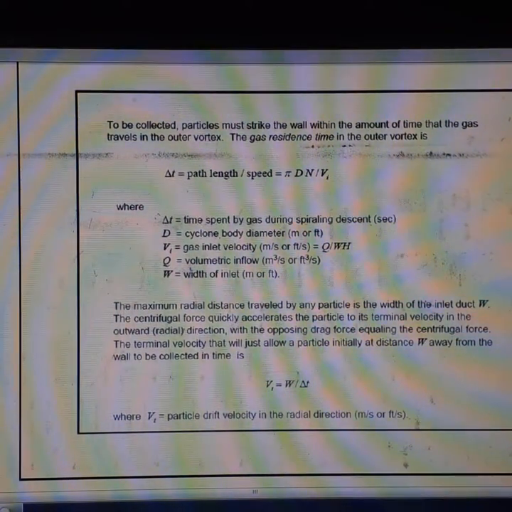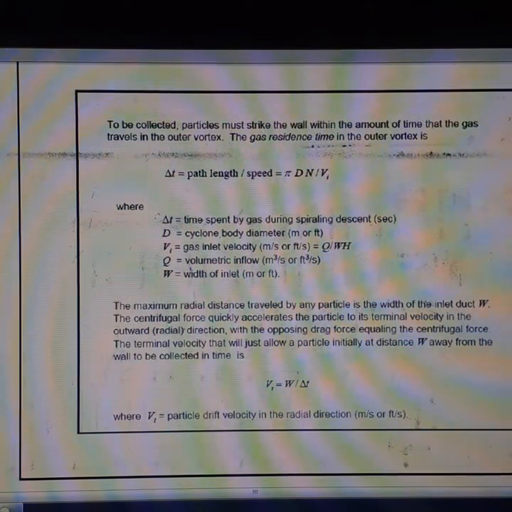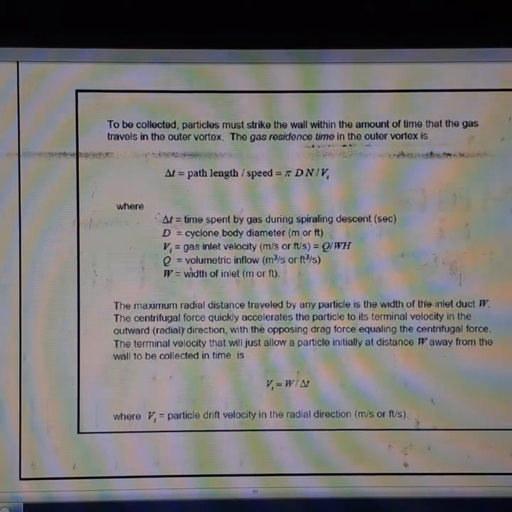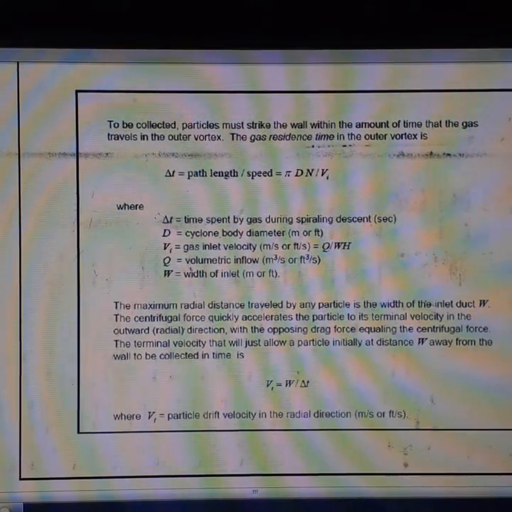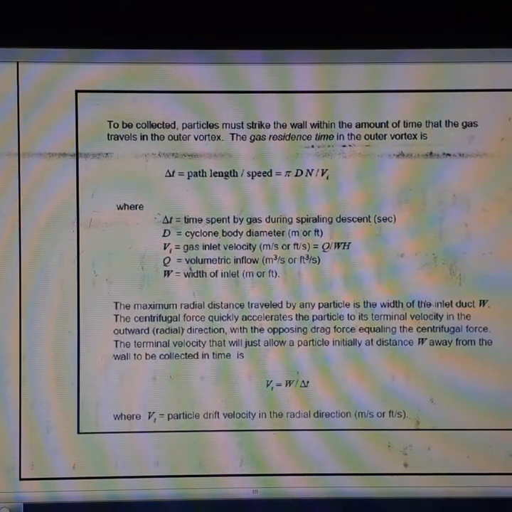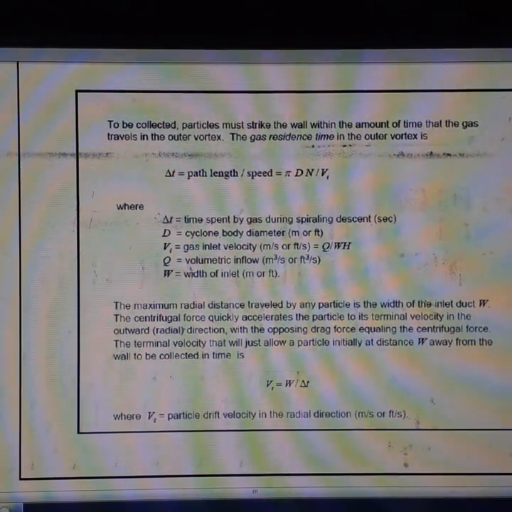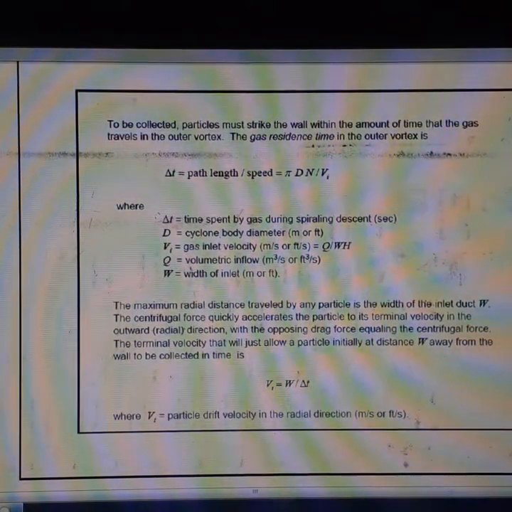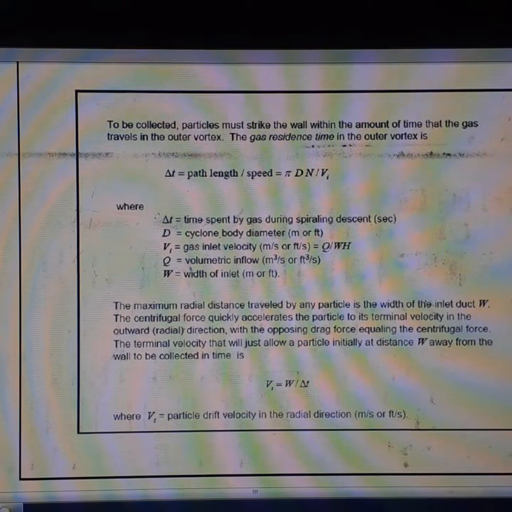The centrifugal force quickly accelerates the particle to its terminal velocity in the outward direction, with the opposite drag force equaling the centrifugal force. The terminal velocity that will just allow a particle initially at a distance W away from the wall to be collected in time is Vt equals W by delta t, where Vt equals the particle drift velocity in the radial direction. Its unit is meter per second or feet per second.